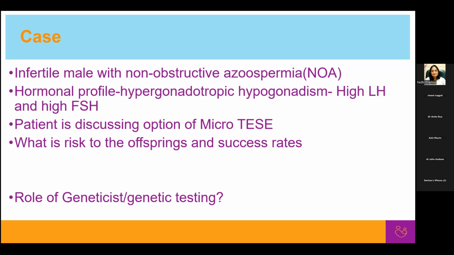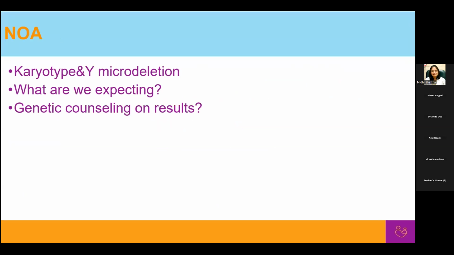So I will start with the case. I usually get a referral for infertile male with non-obstructive azoospermia, and hormonal profile is suggestive of hypergonadotrophic hypogonadism. That means high LH and high FSH. Patient is worried about the option of micro TESE, that is the testicular sperm extraction, and they are worried what is the risk to the offsprings with non-obstructive azoospermia, what are the success rates, what is the role of geneticist or genetic testing here. So we usually advise karyotype and Y microdeletion in such cases.